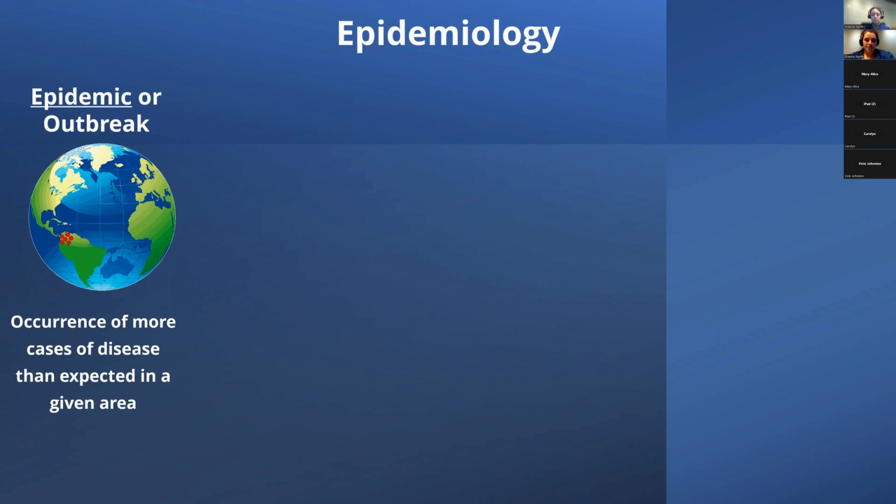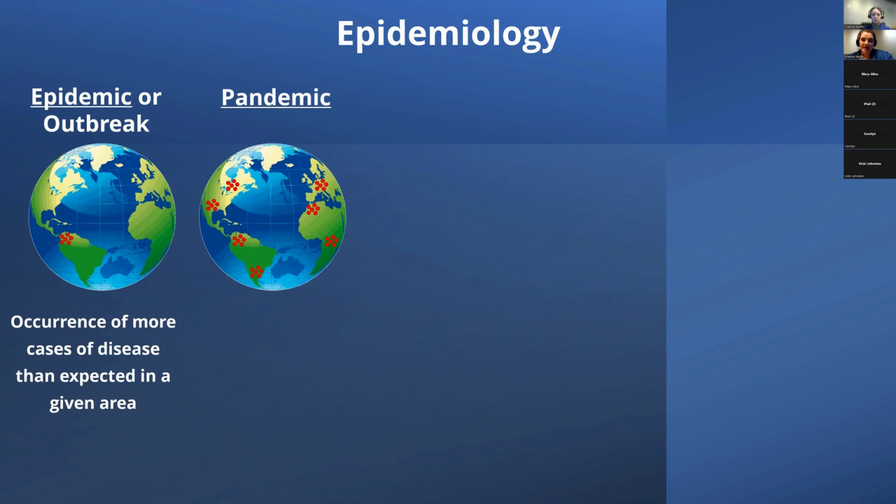So essentially it's when there's more cases than what we expect there to be in that area. Whenever there's more cases than expected, that's called an epidemic or an outbreak. Now, what happens if an epidemic spreads a little bit farther into, for example, multiple countries or continents?